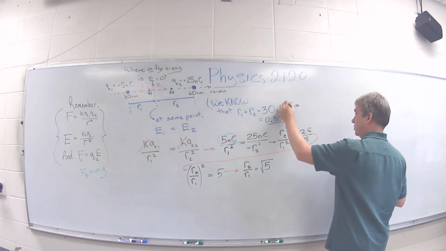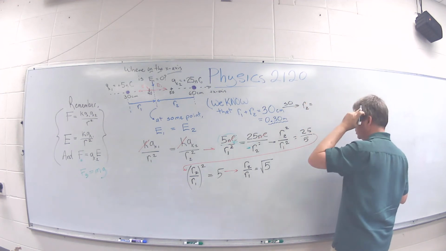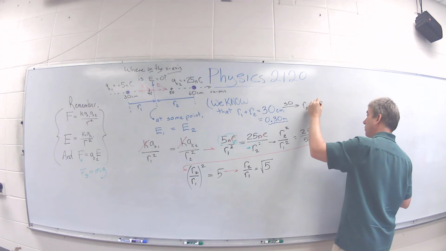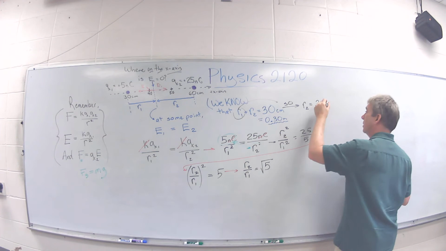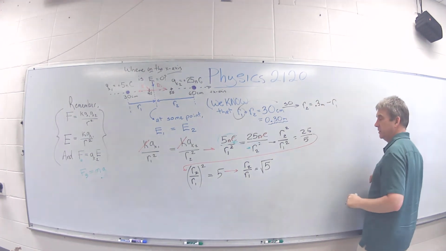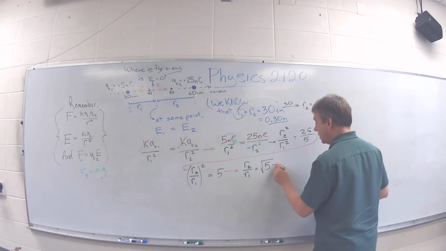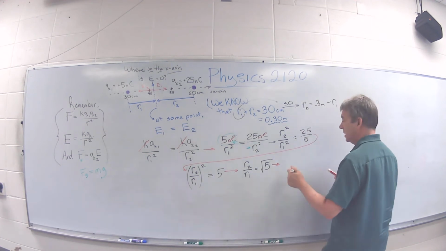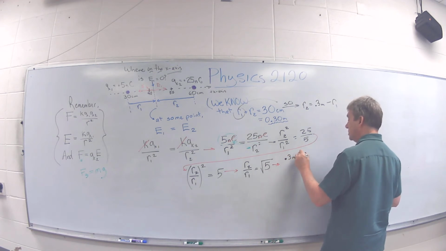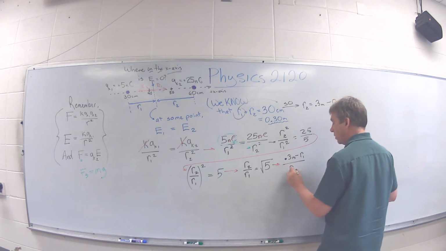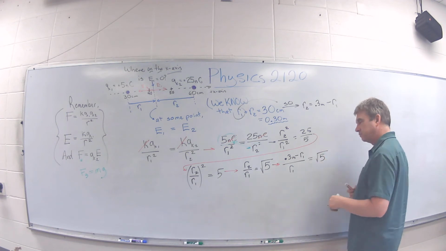So R2 is equal to 0.3 meters minus, and all I'm doing is dragging this over here, minus R1. Now, this is a math trick, but it's a good one. Because now what I'm going to do is rewrite this. I'm going to say this is 0.3 meters minus R1 over R1 equals the square root of 5.